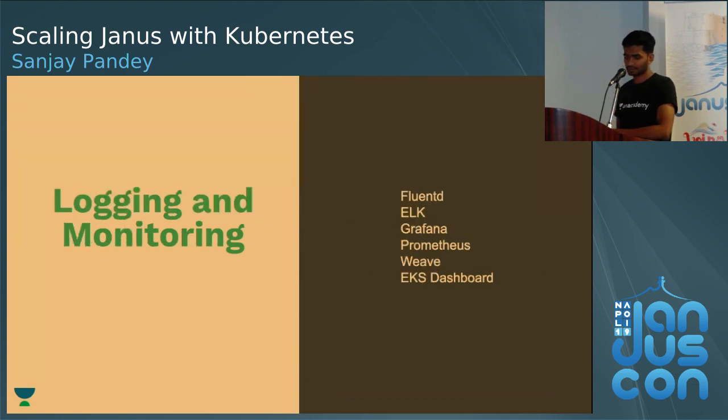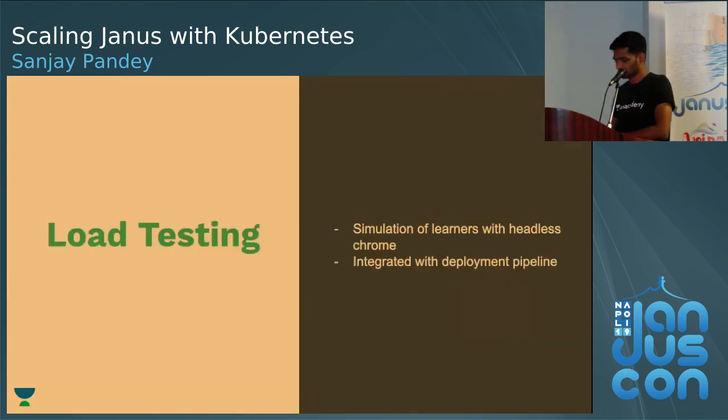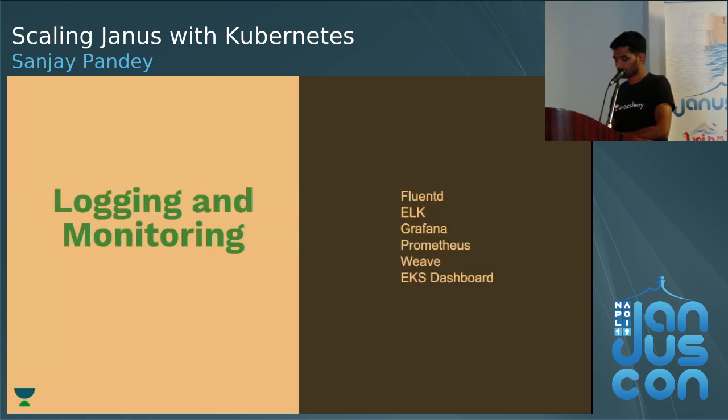And next thing is logging and monitoring. This was the hardest part because in this design, we don't know when something goes wrong. We don't know which learner is connected to which pod. And this is the hardest thing to debug. We had a lot of challenges, and we are still working on how to figure out and handle these things very effectively. We built some solutions around this and still are working on this.